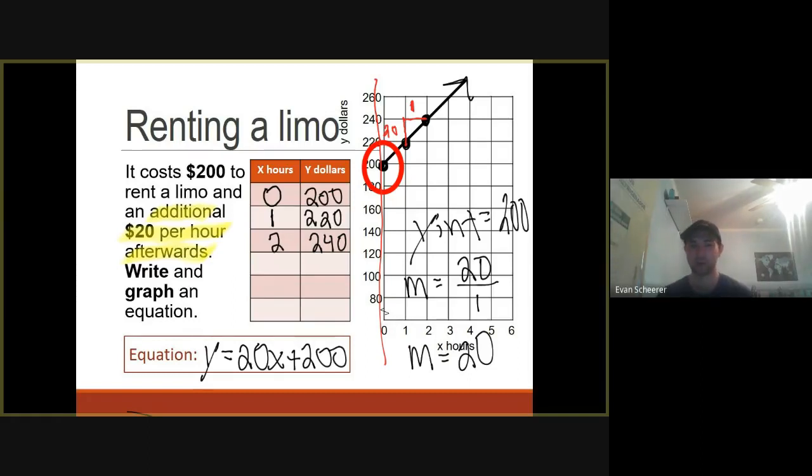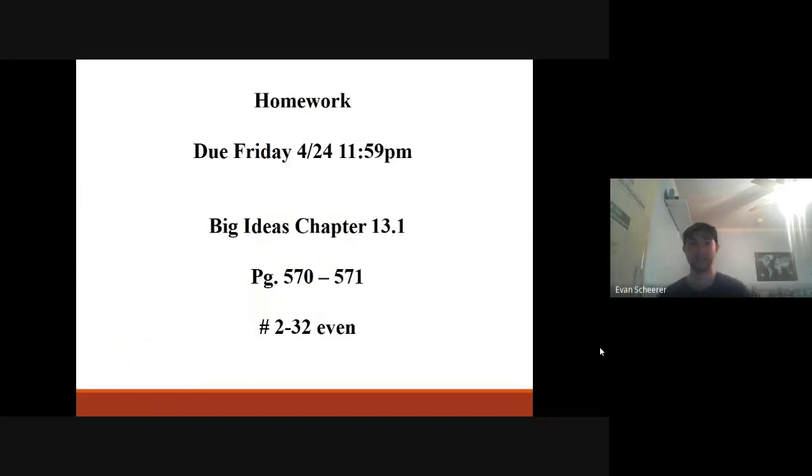Now let's check our work. Plug in 0. 20 times 0 is 0, plus 200, yep, y is 200. Plug in 1. 20 times 1 is 20, there we go, plus 200 is 220. Yep. 20 times 2 is 40. 40 plus 200, 240. There you go. This is our equation.